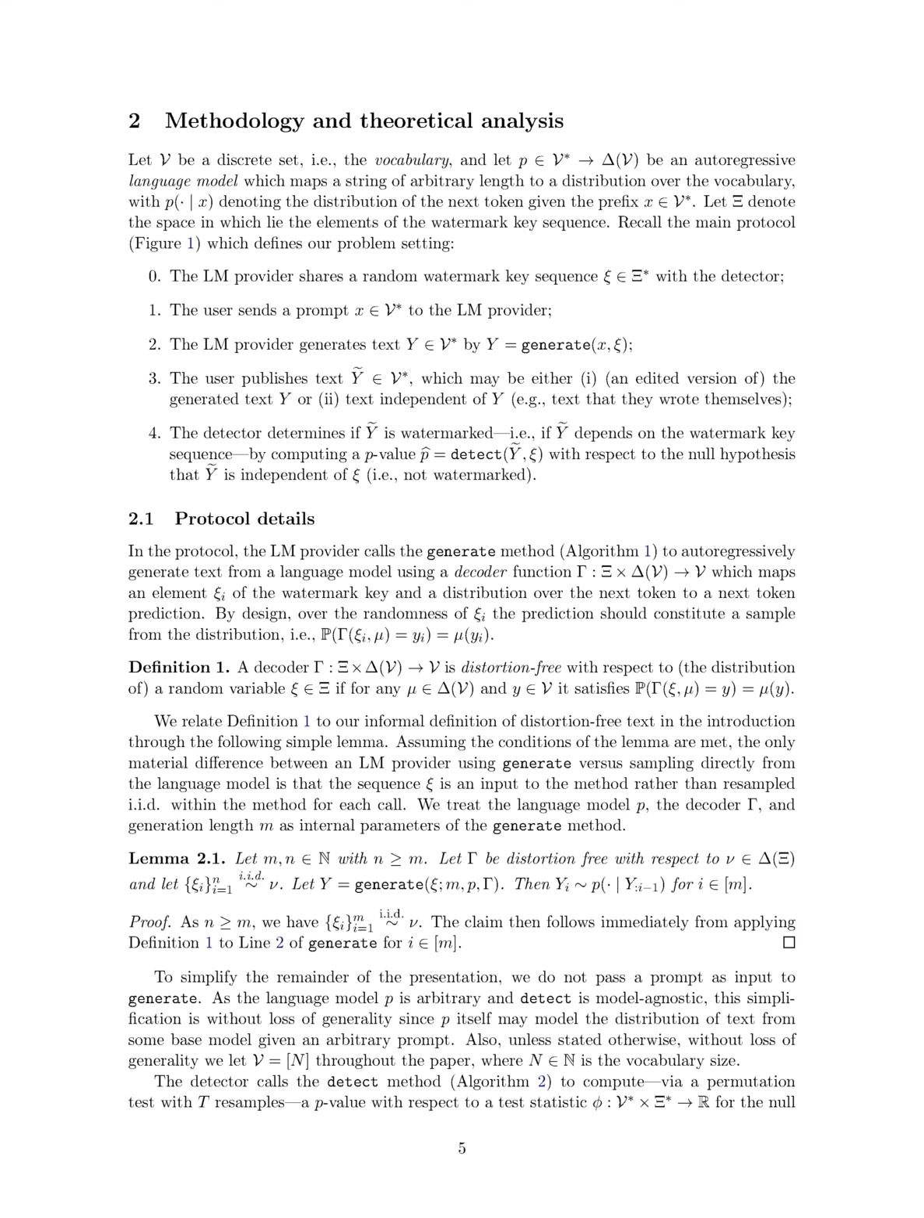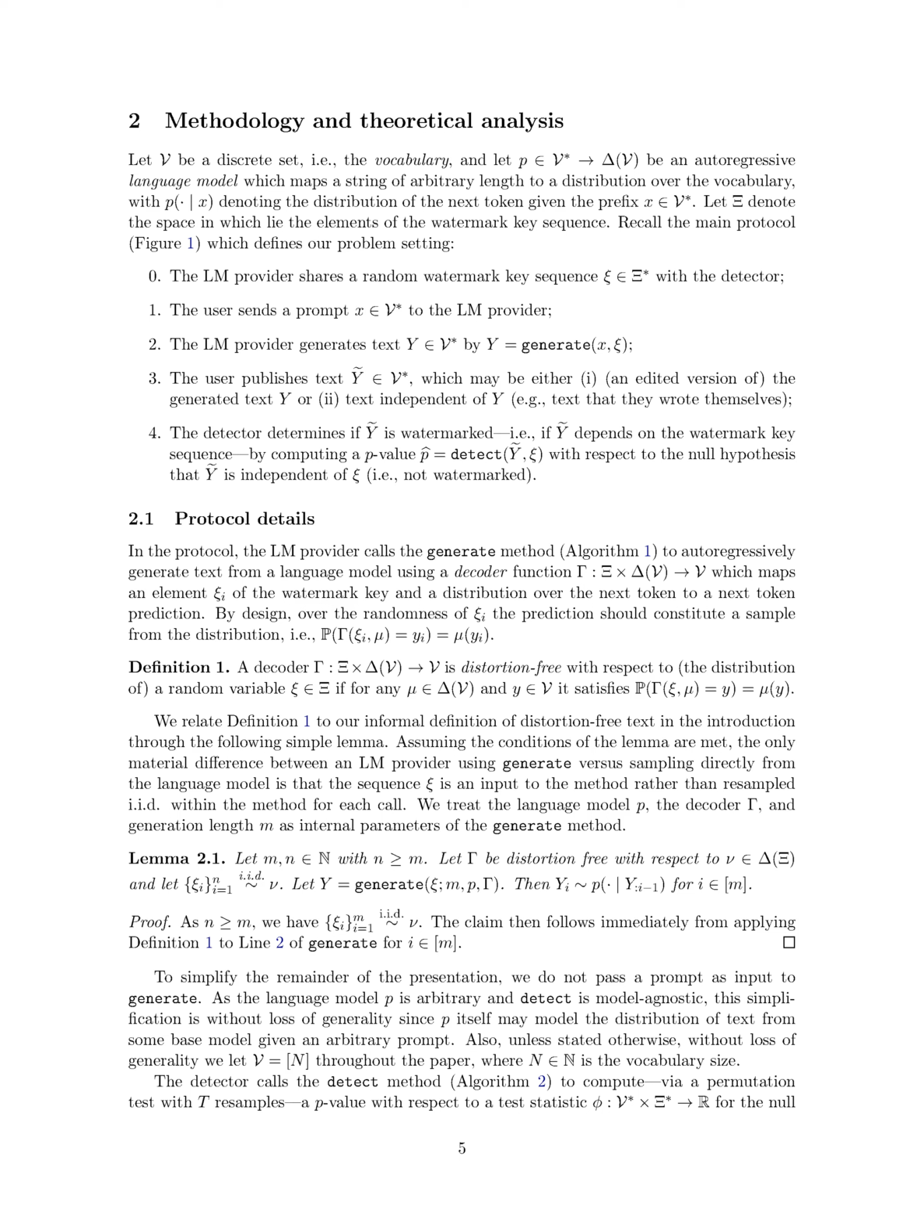The process begins with the language model provider sharing a random sequence, known as the watermark key sequence, with the detector. The user then sends a prompt to the language model provider, who generates a text using the prompt and the watermark key sequence. The user can then publish this text, either as it is or after editing it, or they can publish a completely different text. The detector's job is to determine if the published text is watermarked, meaning it depends on the watermark key sequence.